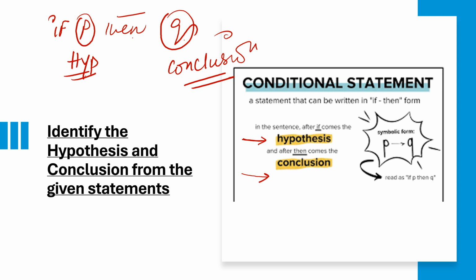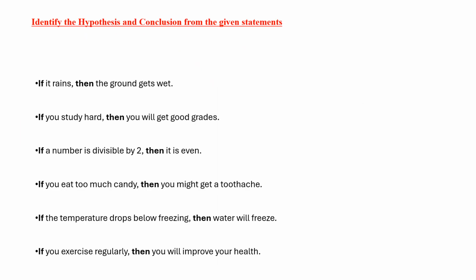Keeping this in mind, let's try to solve a few examples. We have to identify the hypothesis and conclusion. Let's underline the hypothesis in red and the conclusion in blue. So, if it rains, then the ground gets wet. What is the hypothesis? It rains. And what is the conclusion after the then? The ground gets wet. This is our hypothesis and this is our conclusion.